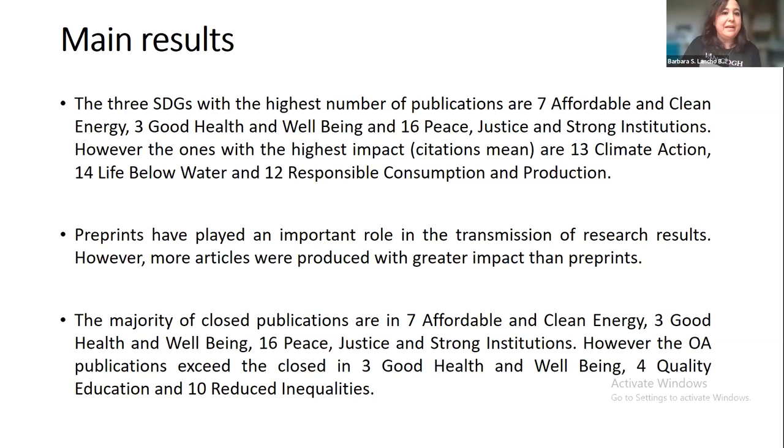The main conclusion, this is very preliminary and quite descriptive, so I have to keep investigating this theme. But the main result is that the three sustainable development goals with the highest number of publications are affordable and clean energy, good health and well-being, and peace, justice, and strong institutions. However, the ones with the highest impact, as measured by citations, are climate action, life below water, and responsible consumption and production. Preprints have played an important role in the transmission of research results.